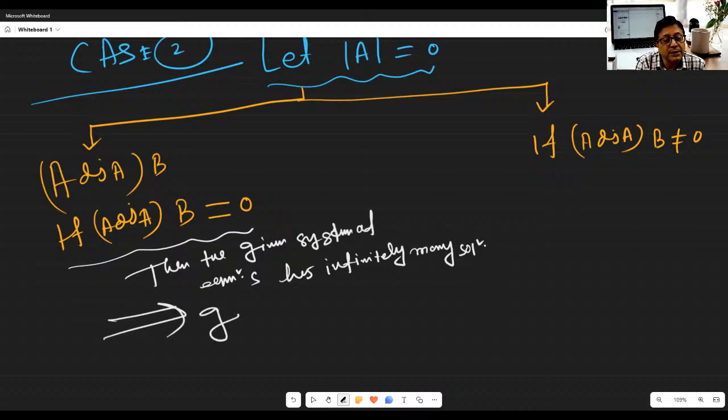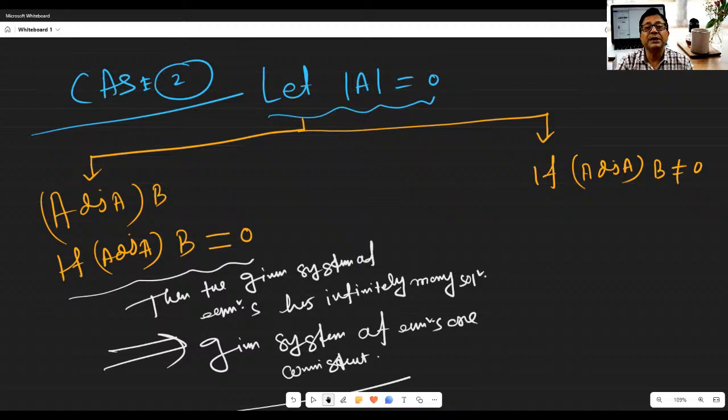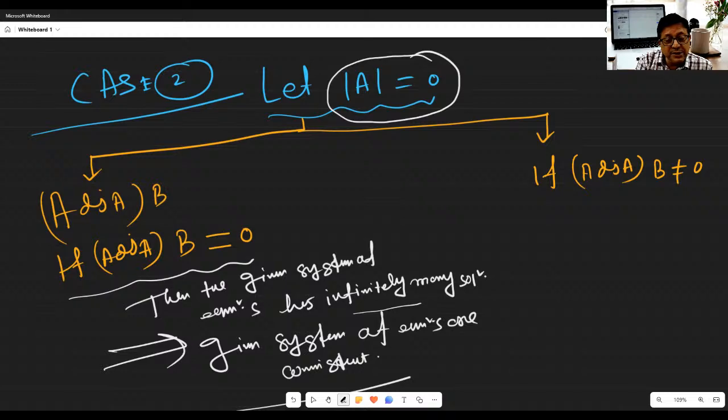This implies that given system of equations are consistent. Am I clear? We will be checking adjoint A into B. If adjoint A into B equal to 0, in addition to det A equal to 0, this is satisfied. Under that, if this is also 0, then given system of equations has infinitely many solutions, and we say that system of equations are consistent. Solution exists means consistent. Solution doesn't exist in this case.